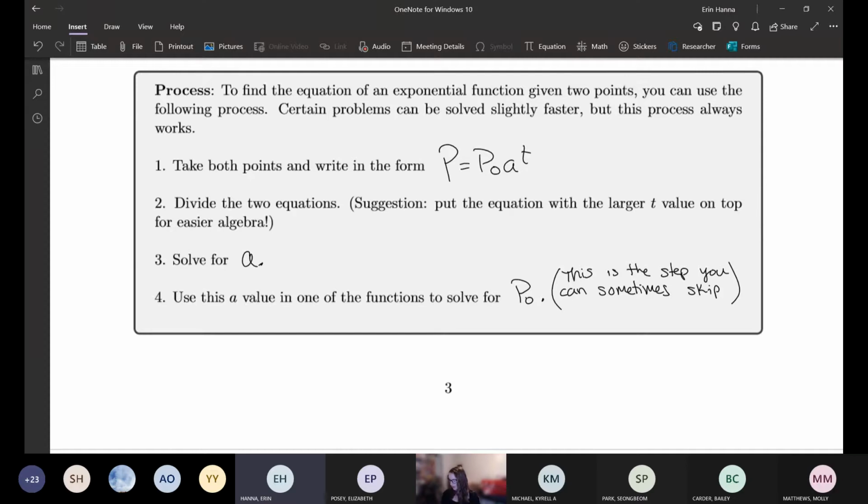Leave that up for 5 more seconds in case anyone's still writing that down. We'll do a couple examples.